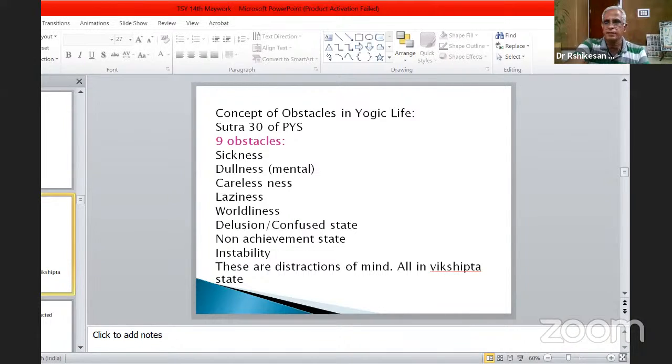I think we will not discuss this now. There are various obstacles to doing yoga, and these obstacles are also valid for yoga therapy. We can move forward. We will discuss it at some other point of time.